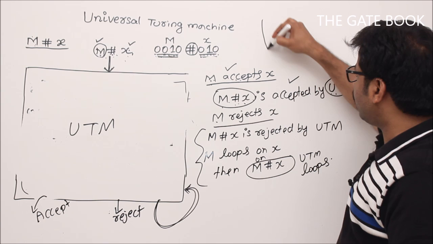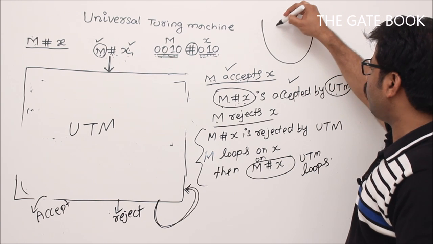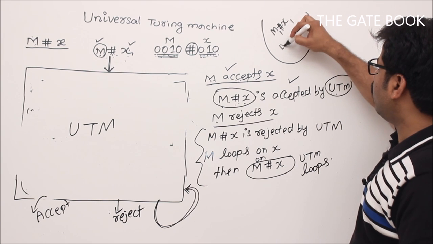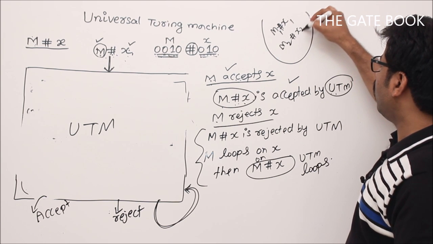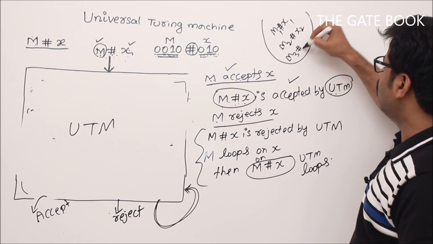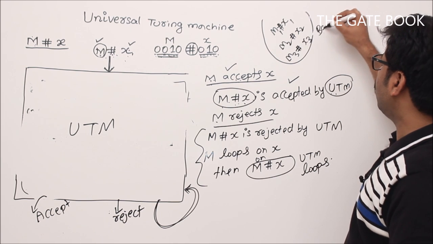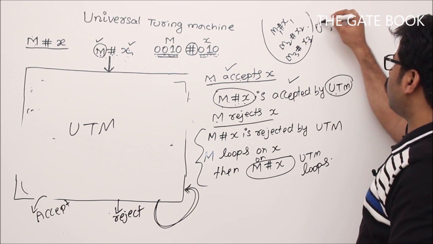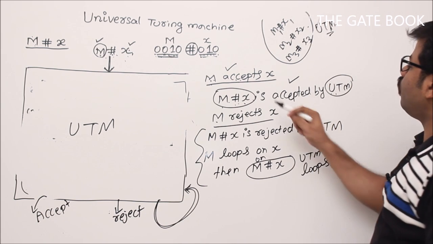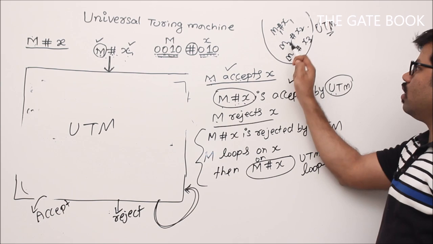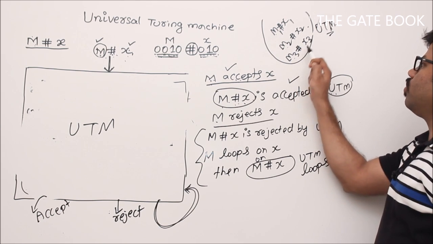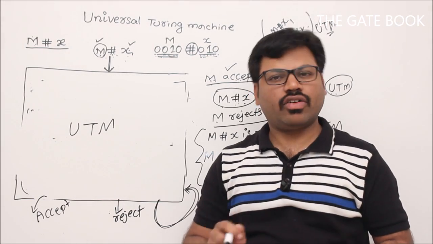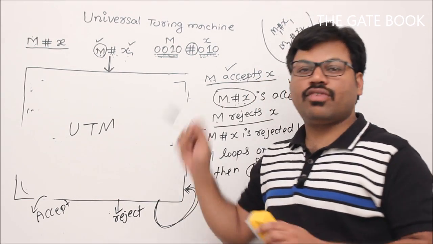Now let me show a bag. This is the bag of strings: m hash x, m1 hash x1, m2 hash x2. All these patterns form a bag. All these strings are accepted by the universal Turing machine if and only if m1 accepts x1, m2 accepts x2, m3 accepts x3. Such a language is the universal Turing machine's language. Now let me write it in a clear form.